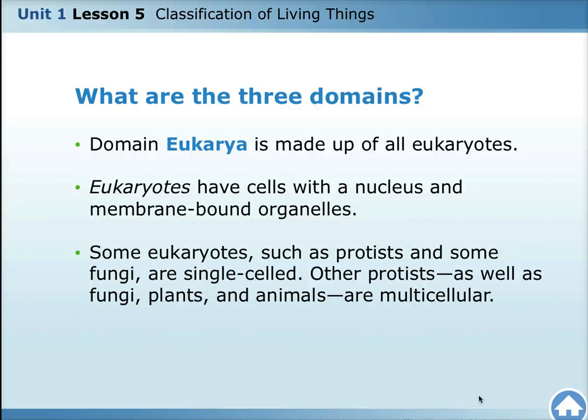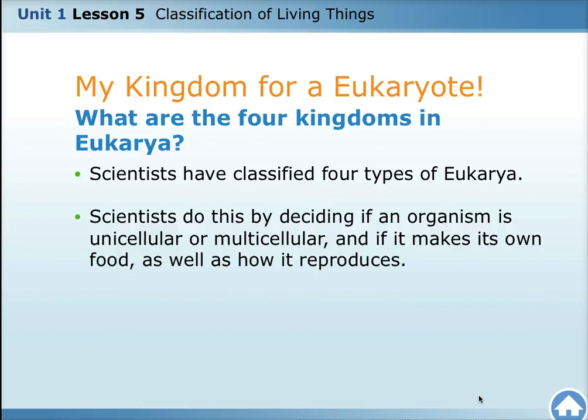The domain Eukarya is made up of all eukaryotes. Remember, eukaryotes have cells with a nucleus and membrane-bound organelles. Some eukaryotes, such as protists and some fungi, are single-celled. Other protists, as well as fungi, plants, and animals, are multicellular. So what are the four kingdoms in Eukarya?